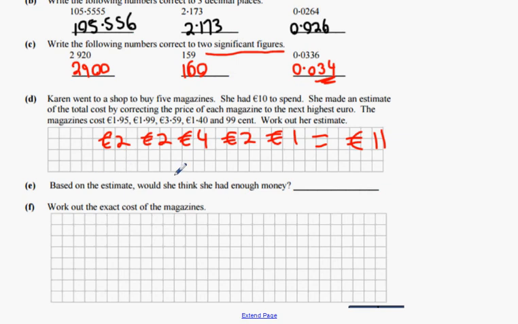Based on the estimate, would she think she had enough money? No. Why would she not have enough money? Because she's €1 short.